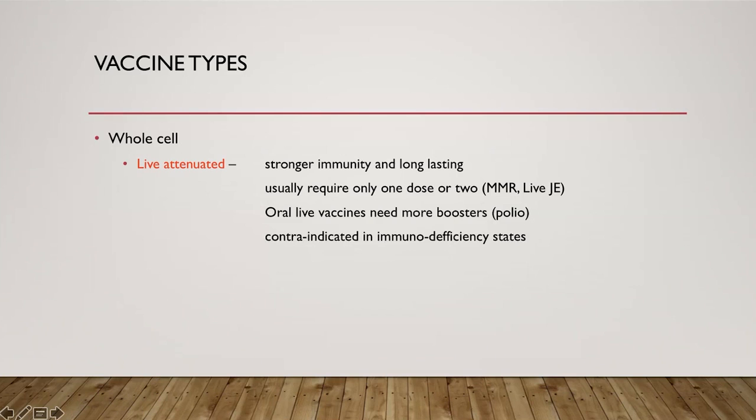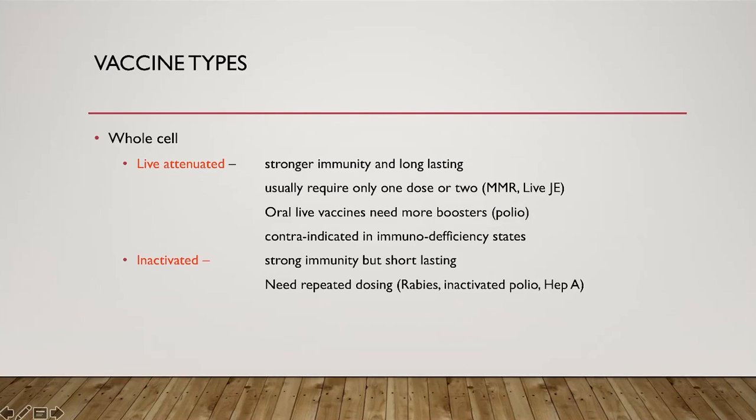But oral live vaccines may need more boosters, such as the polio vaccine, which needs about 5 administrations in a child's lifetime. The only problem is that because it's live attenuated, in immunodeficiency states it is contraindicated, because this live attenuated vaccine in an immunodeficient child can cause the disease.